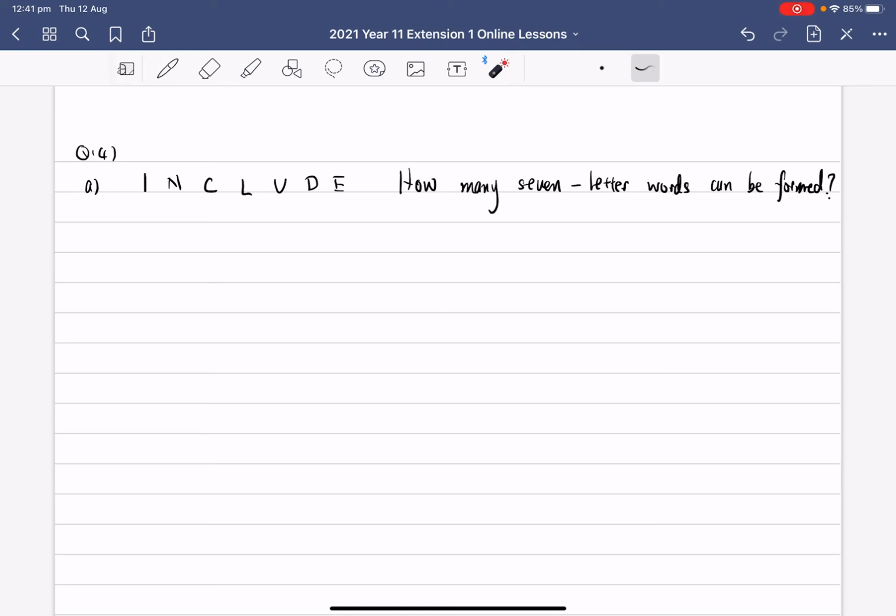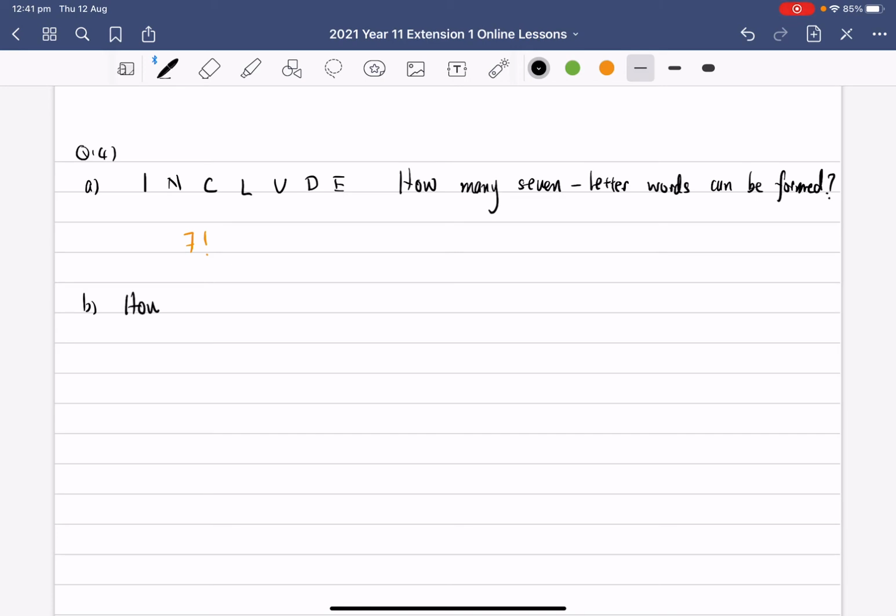So in this case we've got 1, 2, 3, 4, 5, 6, 7. We've got 7 letters, and the question asks us to find how many possible arrangements there are. It's just 7 factorial. There's no restriction, so that question is pretty much it. Pretty easy.